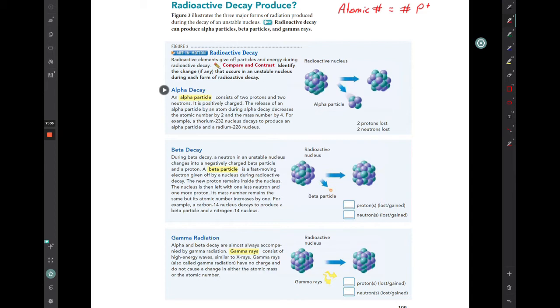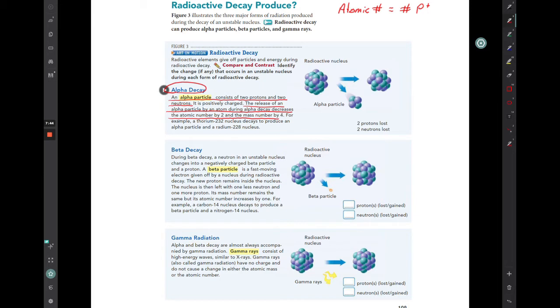So the first type of decay I want to look at is alpha decay. During alpha decay, an alpha particle that consists of 2 protons and 2 neutrons, therefore it would be positively charged, gets released by the atom during this decay. So the release of an alpha particle by an atom during alpha decay decreases the atomic number by 2 and the mass number by 4.